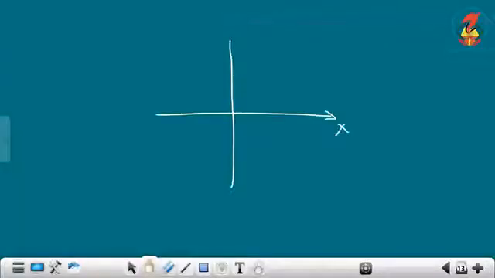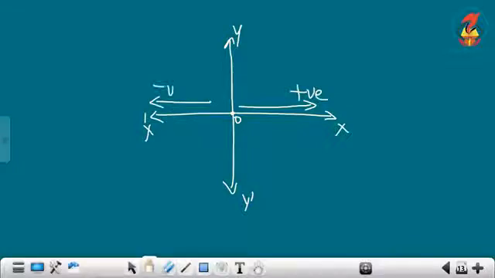This one is the x coordinate, this one is x dash, this one is the y coordinate, this one is y dash. This is the origin. All the measurements towards the right side of this origin are taken as positive. Towards the left side is taken as negative.